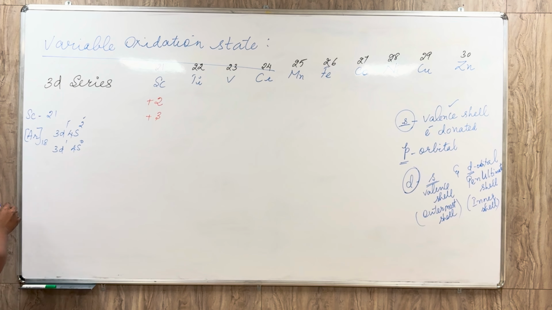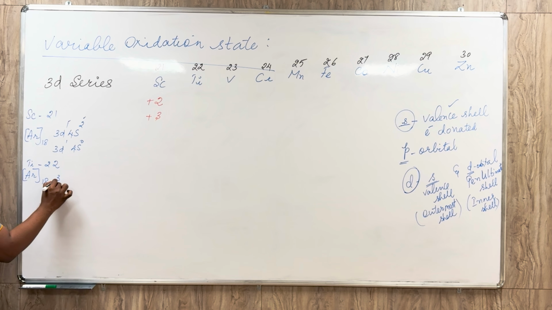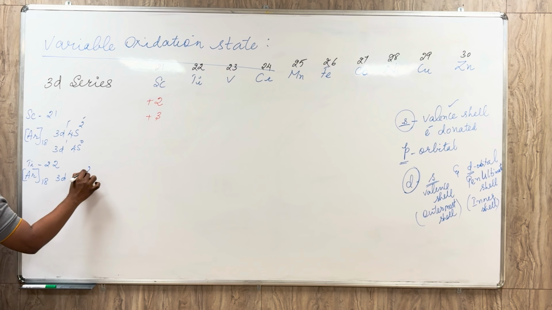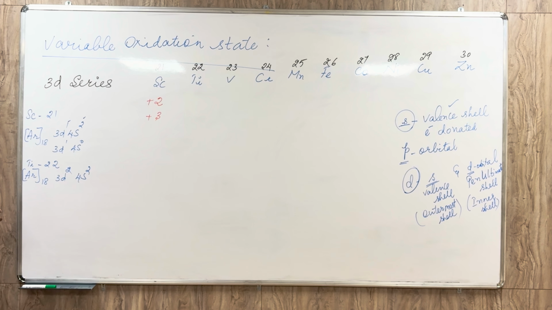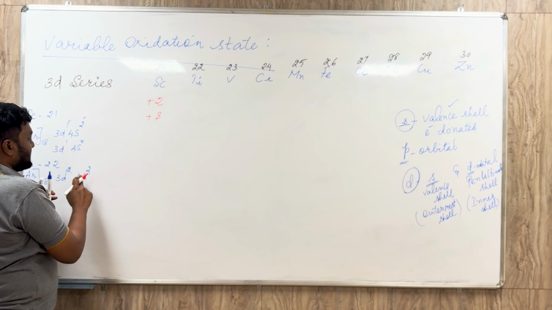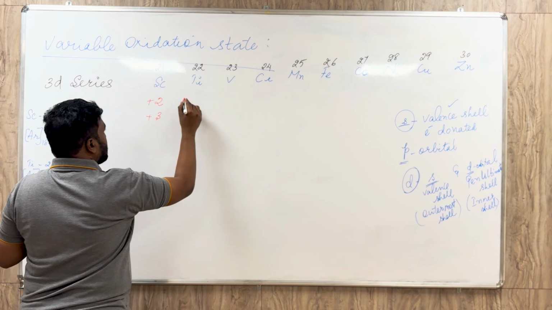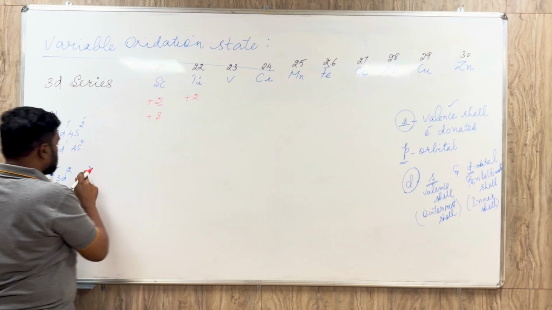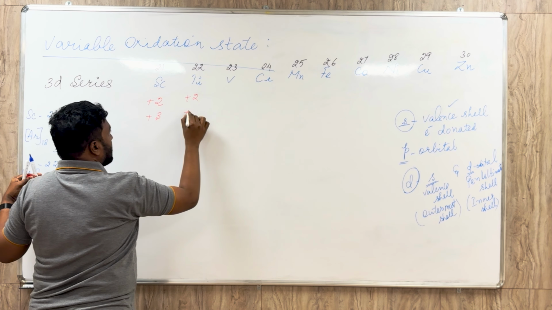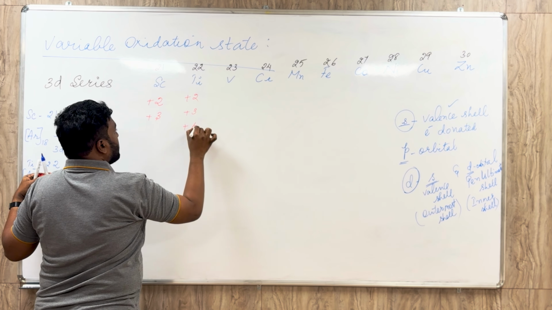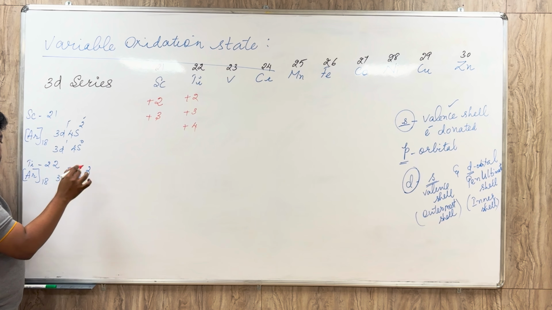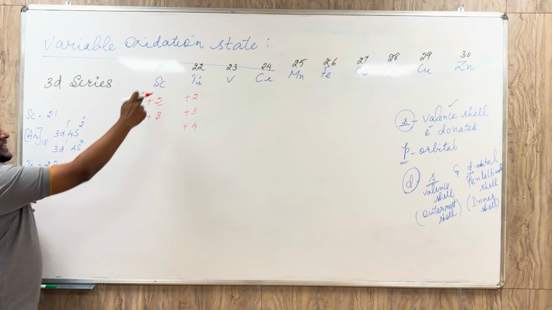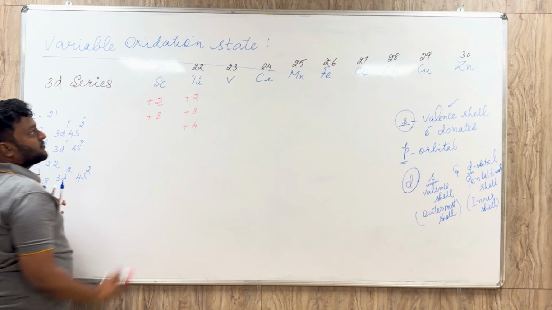Now coming to titanium. The atomic number is 22. The nearest noble gas configuration is argon, which is 18, then 4s becomes 2 electrons and 3d becomes 2 electrons. So the possible oxidation states for titanium: +2 oxidation state, donating 2 electrons; similarly, it can donate 3 electrons, and also it can donate 4 electrons, coming to 3d0 and 4s0. These are the three possible oxidation states for titanium.